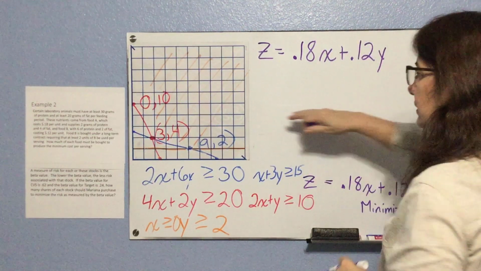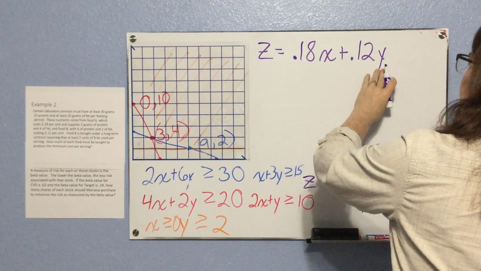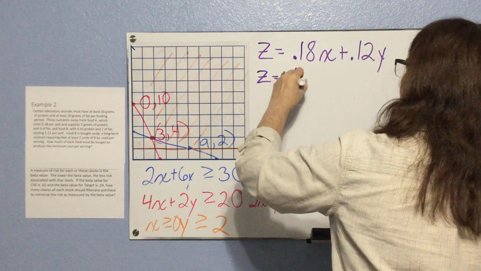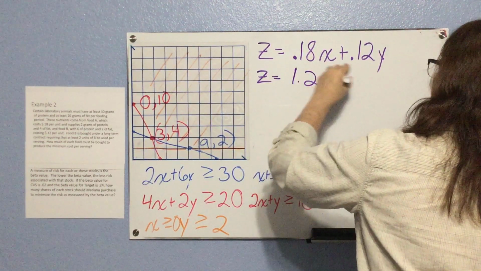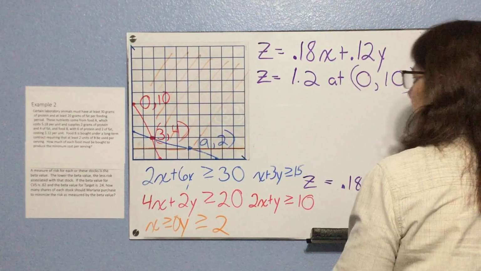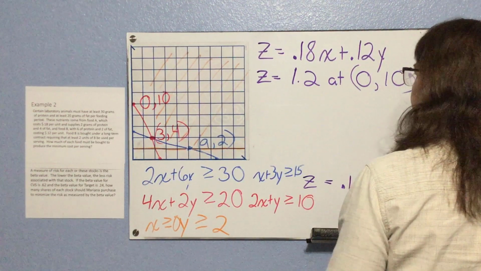Okay, for my first point, 0, 10, put a 0 here and a 10 here, and z is 1.2 at 0, 10. Now I'm going to look at the point 3, 4.